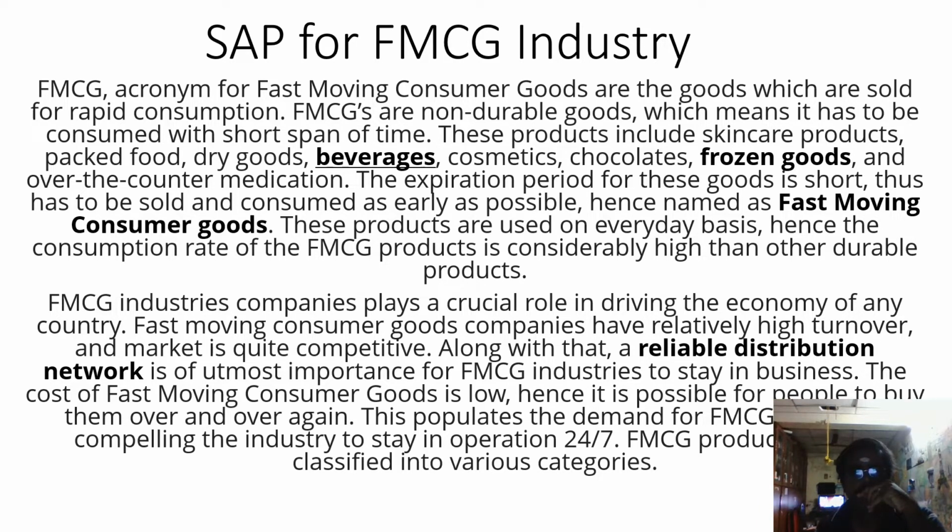Today, as a part of this video, we are going to discuss SAP for the fast moving consumer goods industry. As everybody knows, FMCG is a short form of fast moving consumer goods. These are goods sold for rapid consumption and immediate need, or for the basic amenities of the public. FMCGs are non-durable goods. We cannot expect durability in them. Most of them are one-time use, which means they have to be consumed within a short span of time.